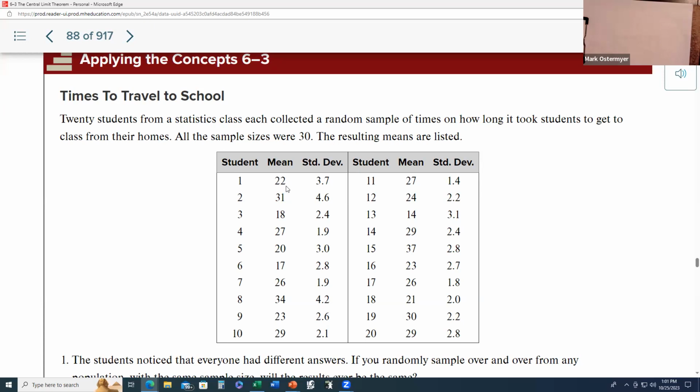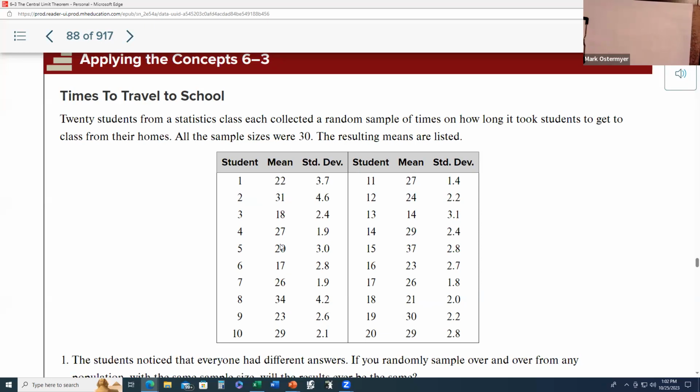All right. And so these are all the sample means from each of these 20 students that each polled 30 random students on campus. So these sample mean times here are the mean times for each of the 30 students to commute between home and class. For instance, student one's sample of size 30 shows that on average of the 30 students that they selected, it required 22 minutes to navigate between home and class. Student two's sample of size 30 students indicates that the mean time for those 30 students to commute between class and home was 31 minutes, et cetera, et cetera.